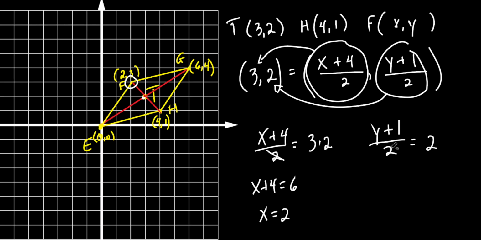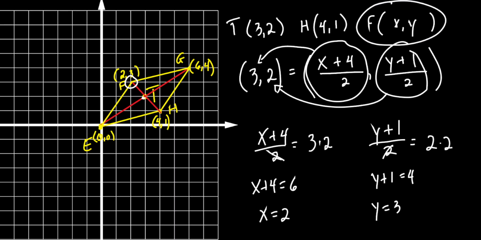Let's do the same thing here. How do I get rid of this 2? Multiply both sides by 2. That'll cancel. Y plus 1 equals 4. Subtract 1 from both sides. Y is 3. So what's the end point? What is point F? It's 2, 3, just like we said it was when we did the graph.